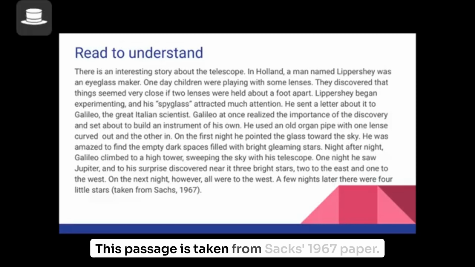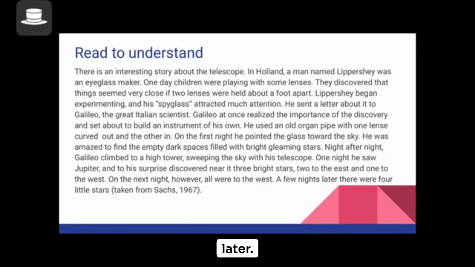This passage is taken from Sachs 19. Okay, and we'll come back to this paragraph later. I just wanted to read it to understand.